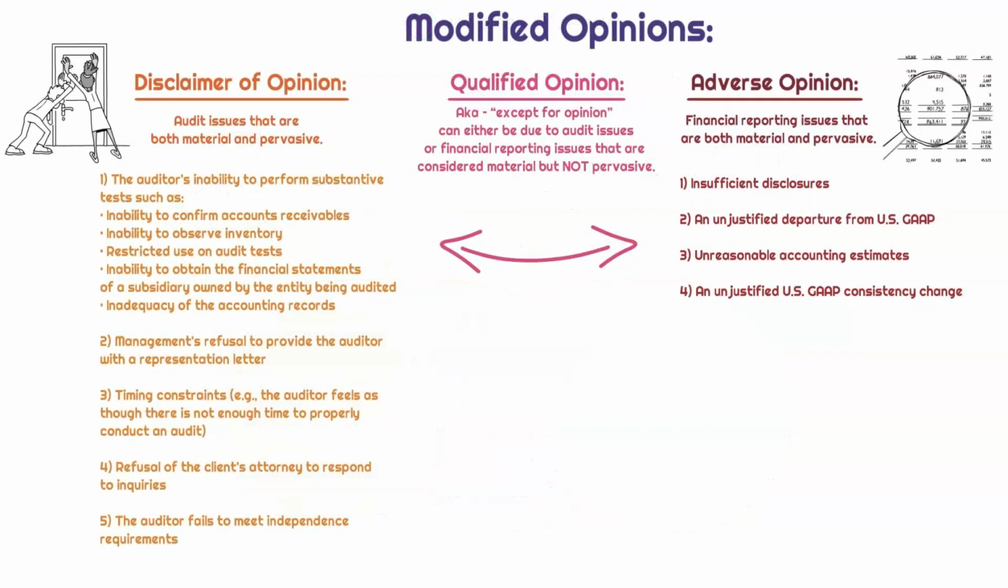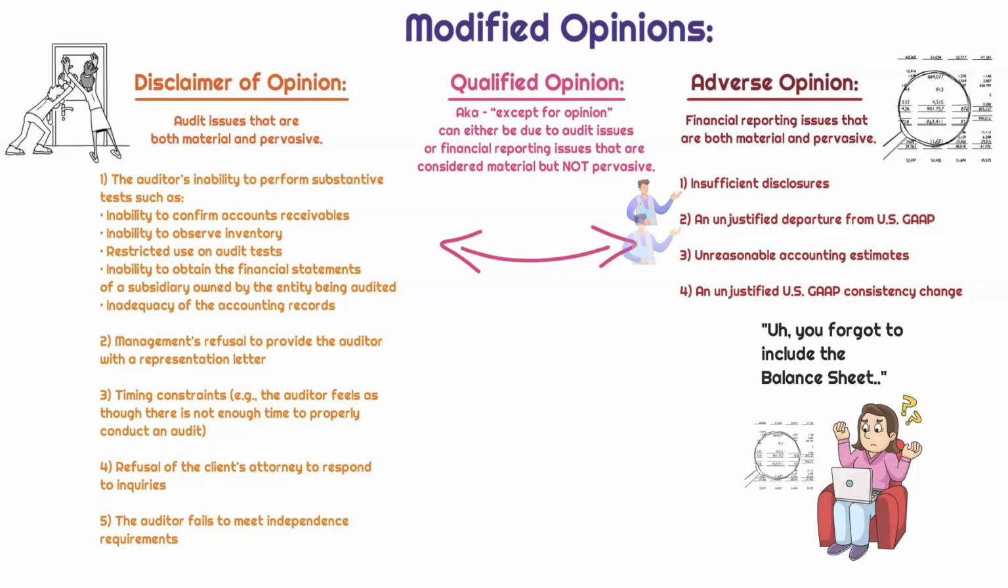So the exam loves to test situations that would result in one of these three modified opinions. So you need to be able to identify the question being asked and be able to determine what bucket this situation falls under. All right, so thinking about reasons for issuing an adverse opinion. This is going to be, again, if we have a financial reporting issue, and that financial reporting issue is considered both material and pervasive. Okay, so they can also issue a qualified opinion for any of these reasons if the issue is considered material but not pervasive.